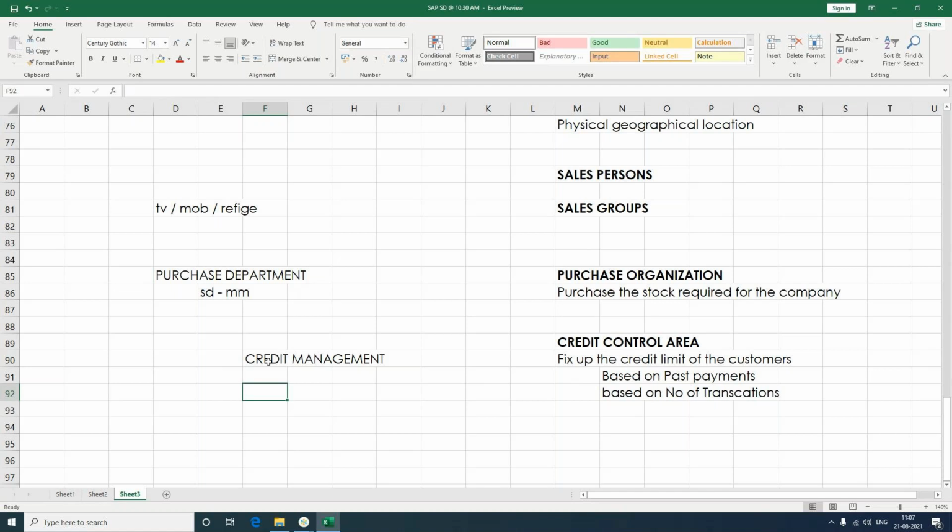Credit management is going to be an integration of SD with FI. So if you want to work with this particular topic, we need to know the functionality of this credit control area, how to use it, and what exactly they are going to be doing.